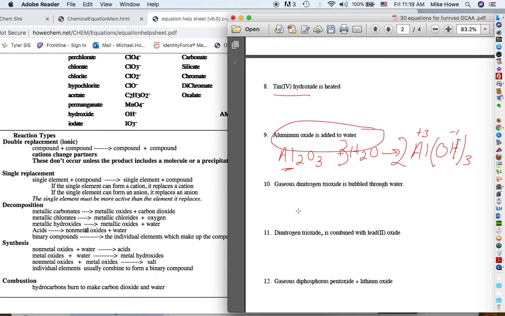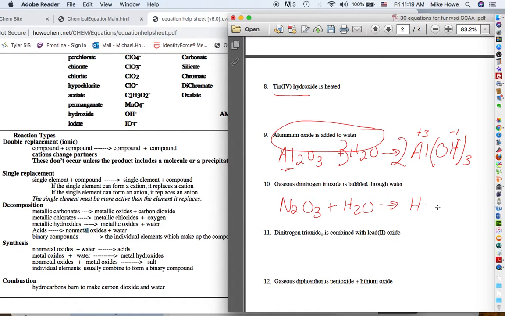All right, these down here are a little bit trickier. On your homework, I think you might have this one or something similar to this. Let's just run through this one. So you got dinitrogen trioxide bubbled through water. Again, it looks kind of like double replacement because there are 2 compounds, but if they trade partners, you end up with the same thing. So it's not double replacement, it's synthesis. And this one is a non-metal oxide plus water. It says that it makes an acid.